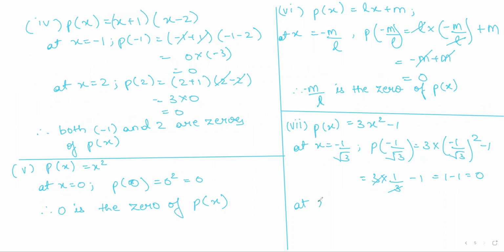Next, at x is equals to 2 upon root 3. The P of 2 upon root 3 is equals to 3 into 2 upon root 3 whole square minus 1. This is 3 into 4 by 3 minus 1, which is equals to 3, which is not equals to 0.